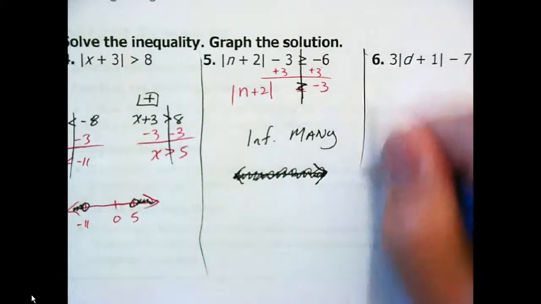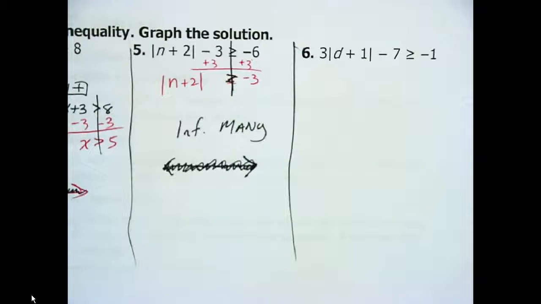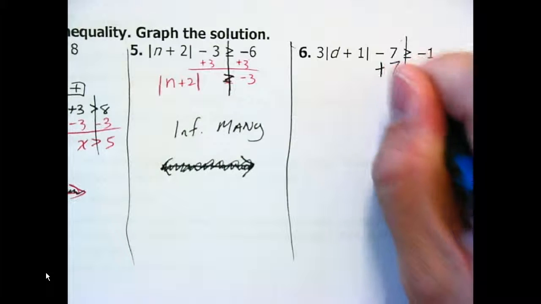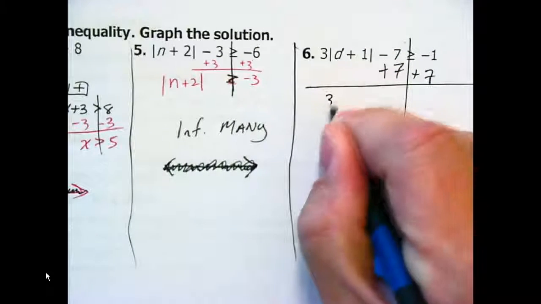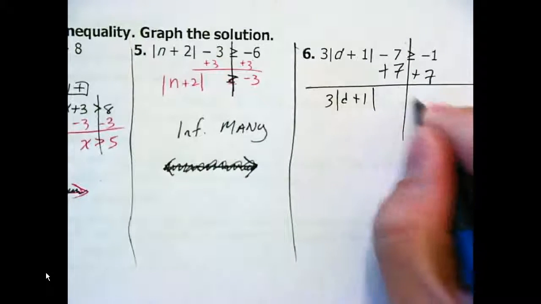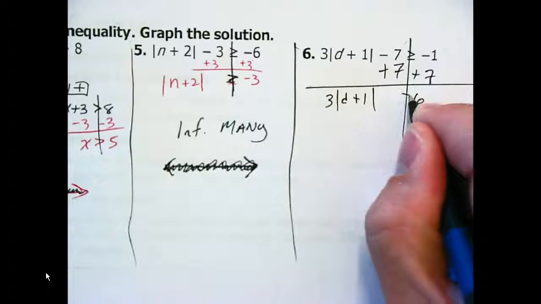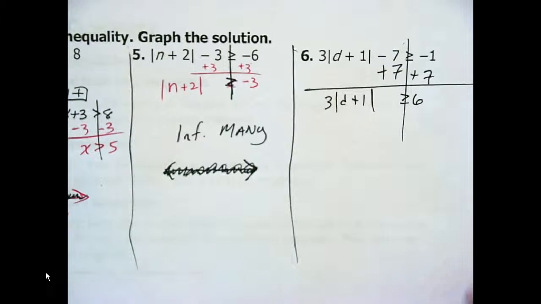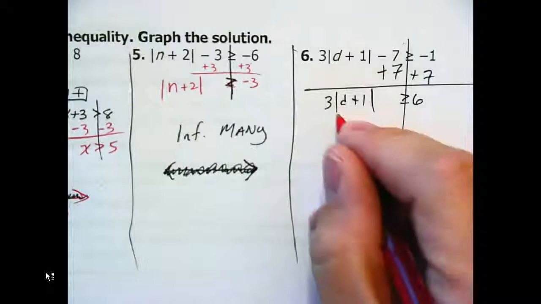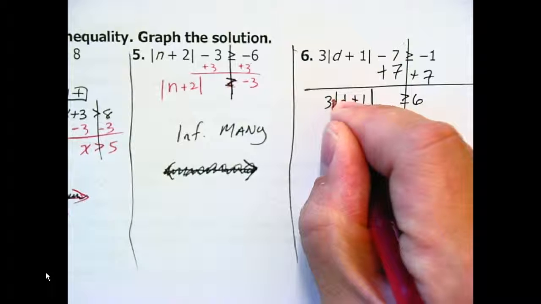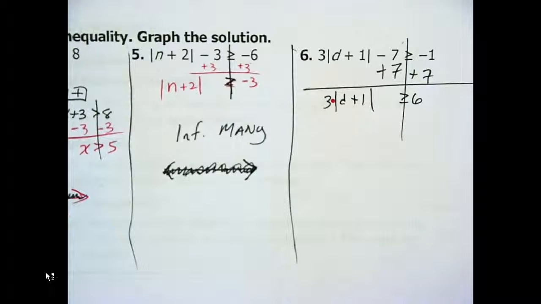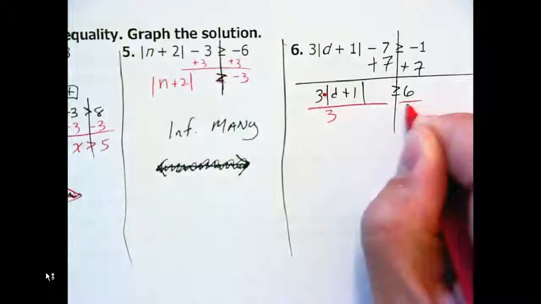I want you to get number 6. Get the absolute value alone first. Is it possible? Are we good now? Can we do our positive and negative case? No. Why not? You have to subtract 3 out? I do have to get rid of 3, I agree. Dividing, yeah, we'll divide 3 out. That's what Sebastian meant.